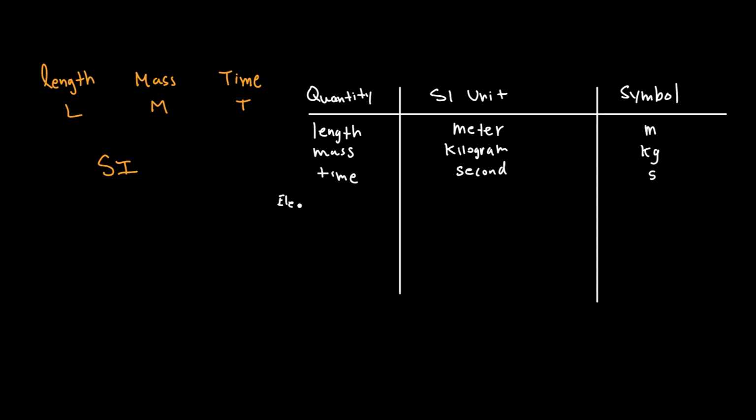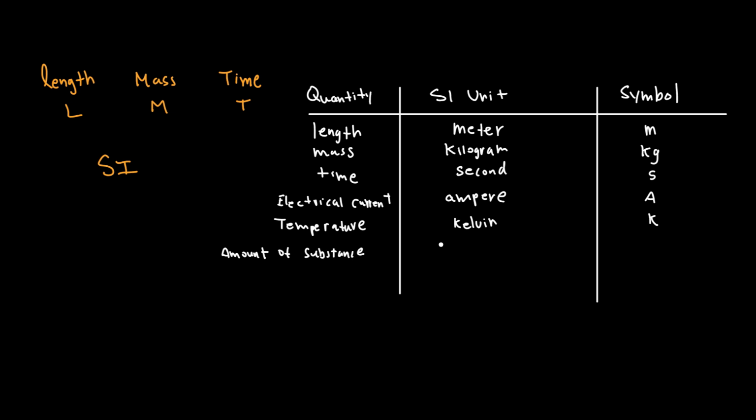Now for electrical current, the SI unit is ampere, and the symbol is A. For temperature, the SI unit is Kelvin, and the symbol is K. For amount of substance, the SI unit is mole, and the symbol is mol. For luminous intensity, the SI unit is candela, and the symbol is cd.